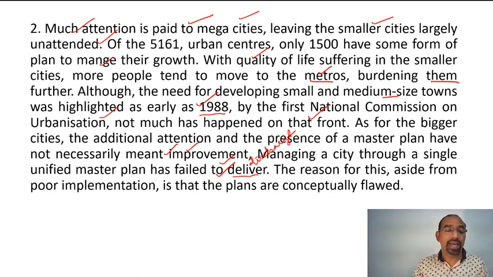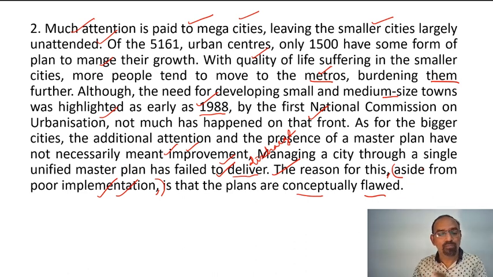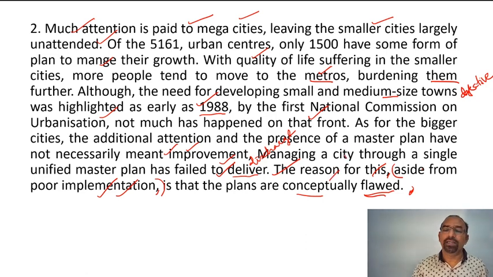The reason for this, aside from poor implementation, is that the plans are conceptually flawed. When two commas separate a part of a sentence, it works like a bracketed, additional sentence. The sentence here means the reason for this is that the plans are conceptually flawed, aside from poor implementation. So two reasons are there. Besides poor implementation, the main reason is that those plans were conceptually flawed, defective plans. Conceptually means theoretically. The master plan was conceptually defective.